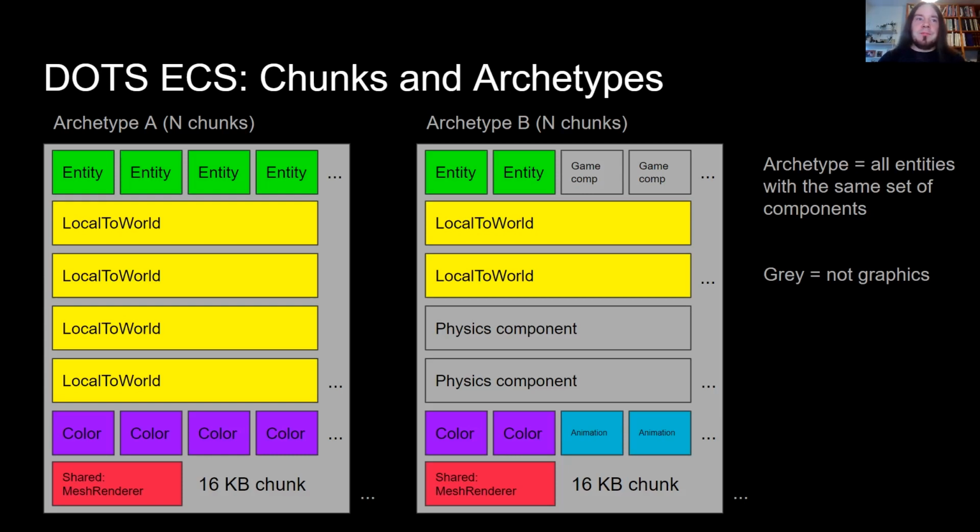On the left-hand side, you see a chunk of archetype A. This archetype contains the following components: local to world matrix, material color override component, and the mesh renderer shared component, which is shared between all entities in this chunk. On the right-hand side, you see a chunk of archetype B. This archetype has some additional components related to animation, gameplay, and physics. Chunks of this archetype fit fewer entities as the components take more space.